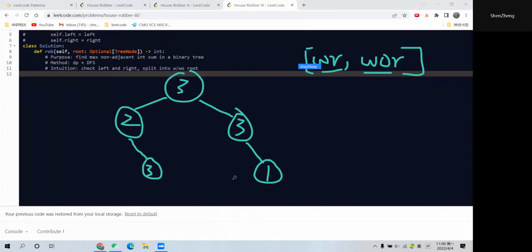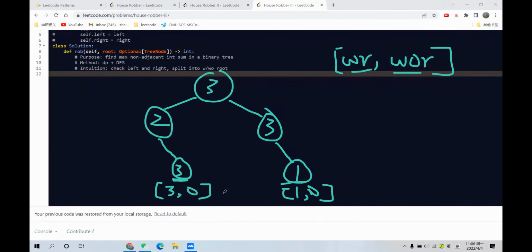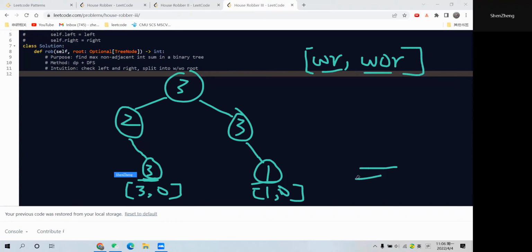Okay, now I want to start from bottom to top. And let's start with this node. If we rob this node, then we get a 3, right? And if we don't rob this node, since this node does not have any child, we get only 0. Okay, and for this node, similarly, we get 1 and 0 as well. Now with all nodes at this level done, we want to go back to the previous level, so at this level, the left side, we get 2.